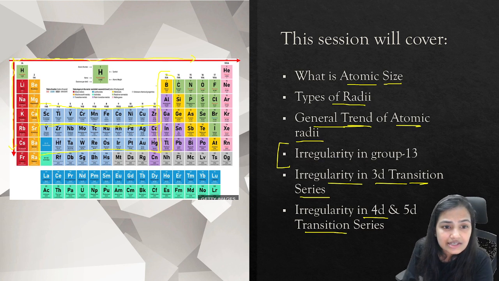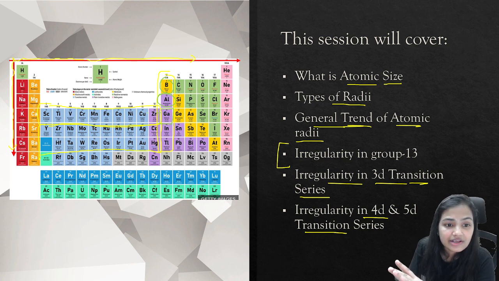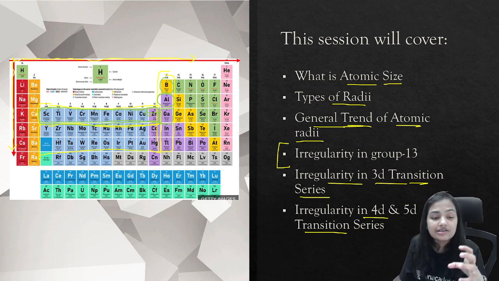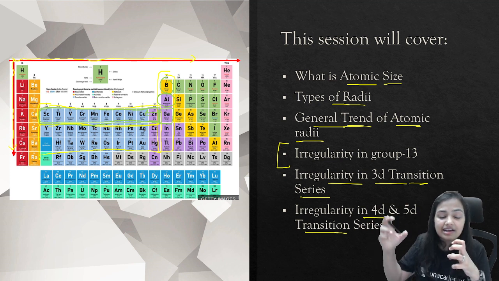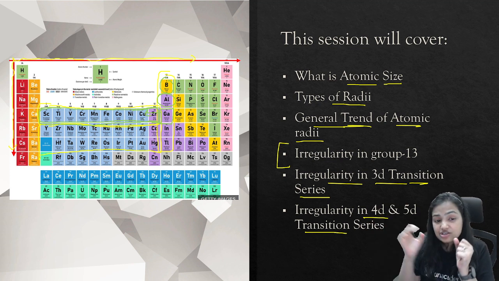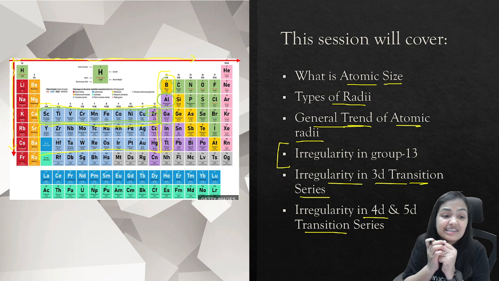Guys, here you can see that this is boron, this is aluminium. Okay, there was an increase in size, but suddenly before gallium, there was the addition of these 10 d electrons, and these 10 d electrons are poorly shielding the last electron from the effect of the nucleus. So if they have poor shielding, then our nucleus will strongly attract the last electron towards itself, and therefore the size decreases.